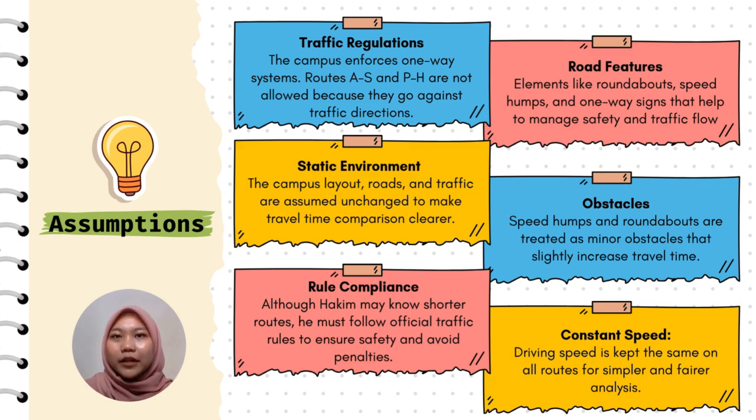Next is static environment. Here we assume the campus layout doesn't change during our analysis. Next, we also have constant speed, where Hakim drives at a constant speed to simplify our comparison. And last but not least, rule compliant. Even if a shorter illegal route exists, Hakim must follow the official regulations. All these assumptions help us to generate a realistic and fair comparison of travel distance.